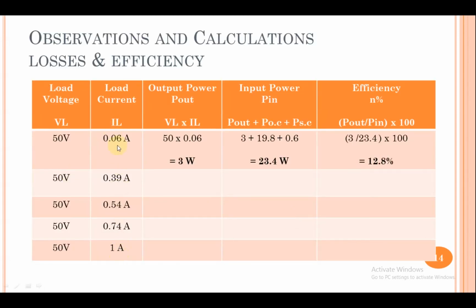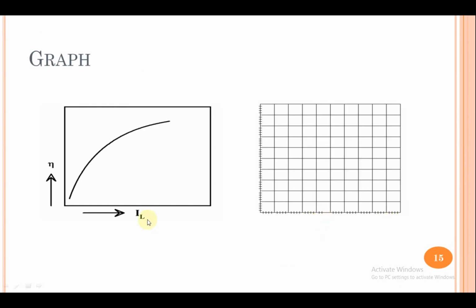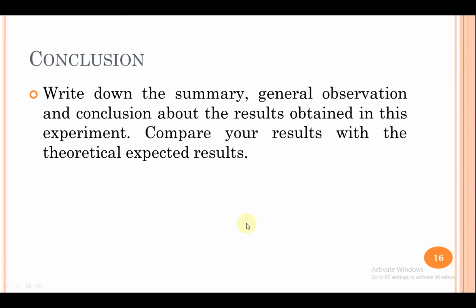The graph: the load current will be here, from 0.06 to 1 ampere, and then the efficiency will be on the y-axis, and then you can write the conclusion.